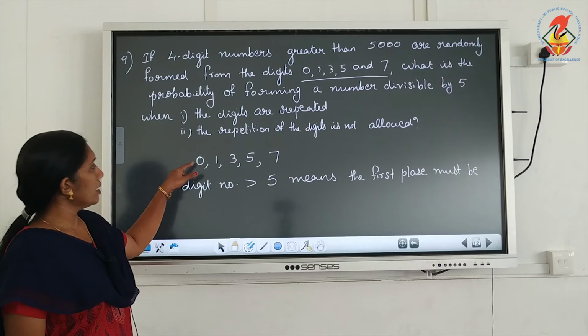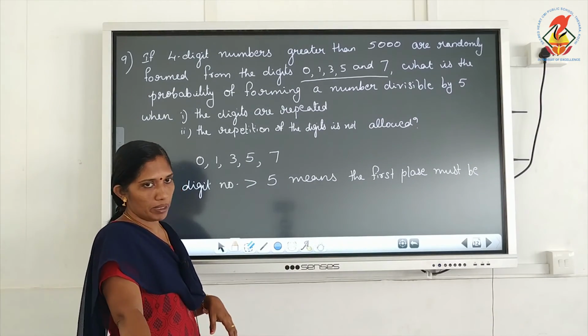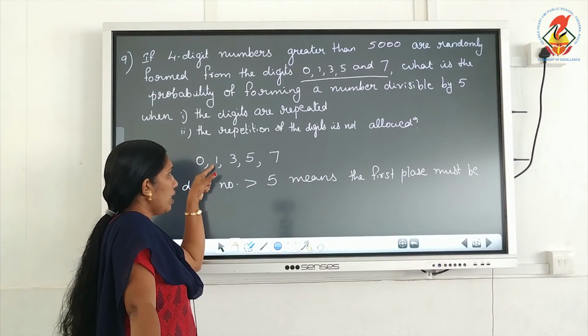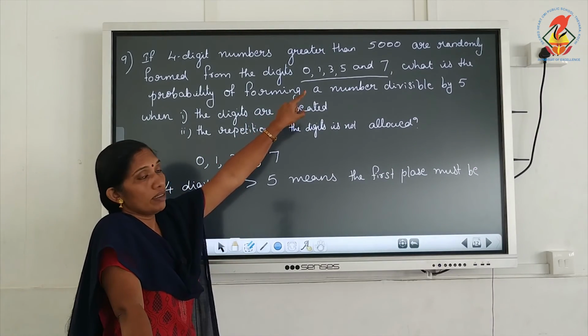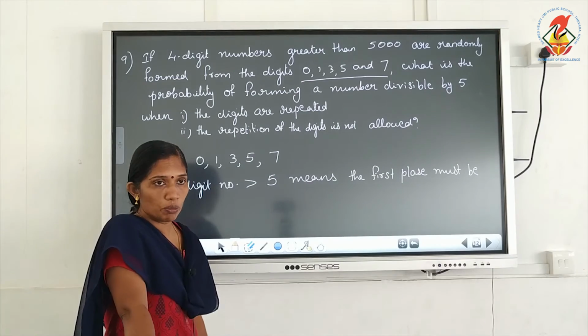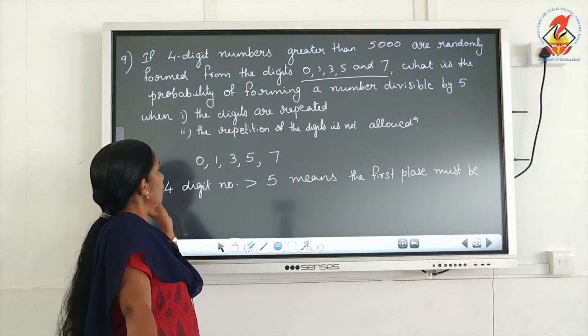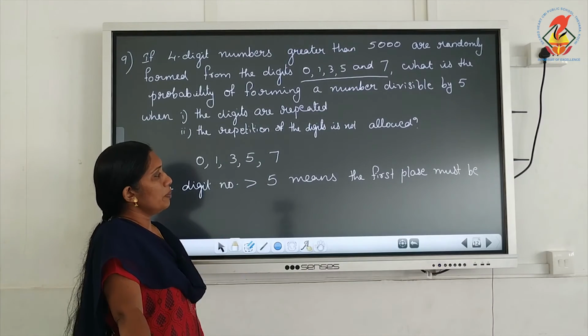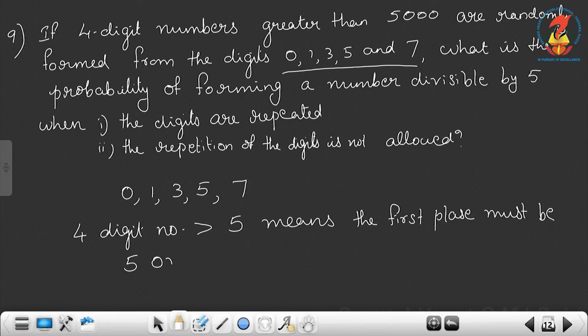If I write the first place as 0, then the 4-digit number reduces to a 3-digit number, so that is not possible. If I start with 1, then the number cannot be greater than 5000, so that is not possible. Starting with 3 is also not possible. So a 4-digit number greater than 5000 means the first place must be 5 or 7, isn't it?